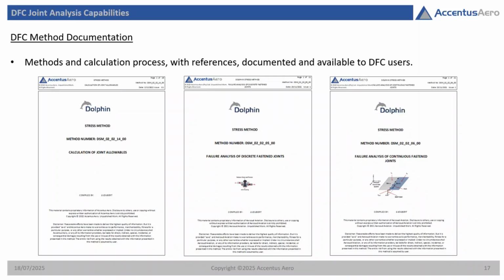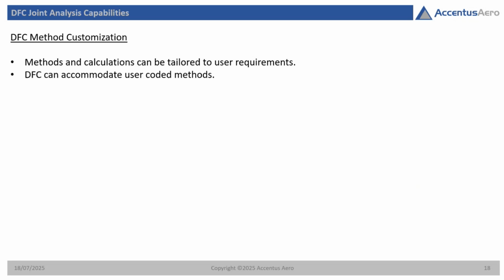Okay, so that is then how we do discrete joints and continuous joints. And again, all methods and calculation processes with references are documented, and that's available to DFC users to scrutinize and agree or not agree with. If you don't agree with it, we can tailor it to your requirements.